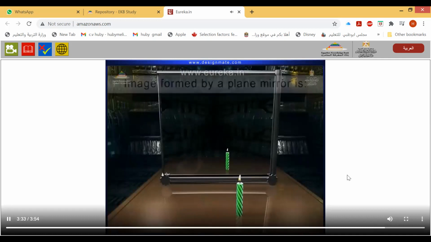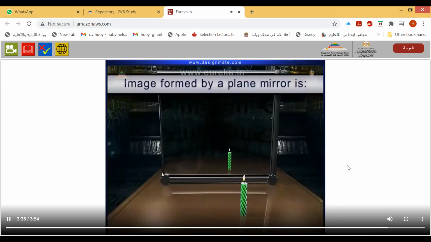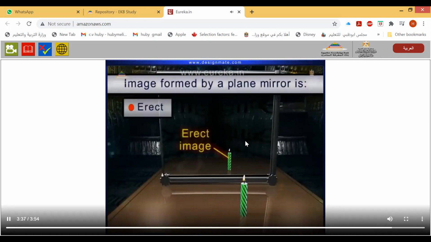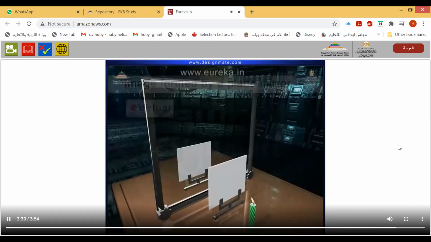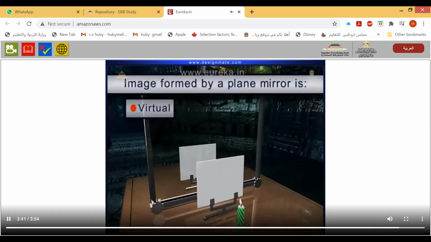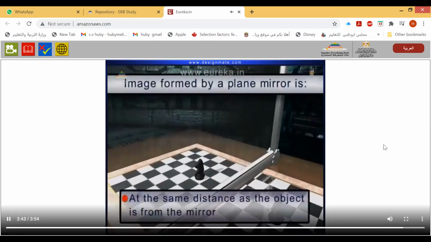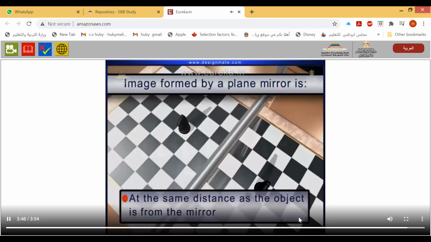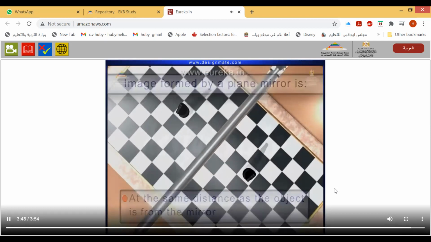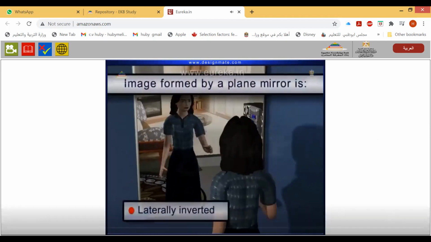Thus, we have seen that the image formed by a plane mirror is erect, virtual, at the same distance as the object is from the mirror, and laterally inverted.